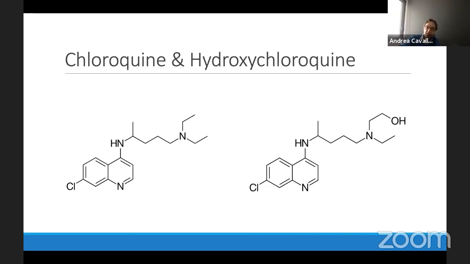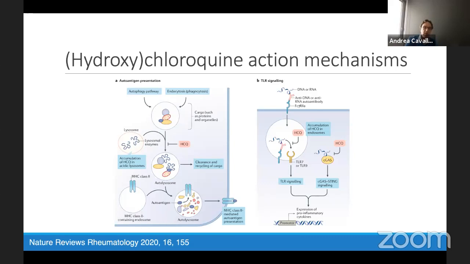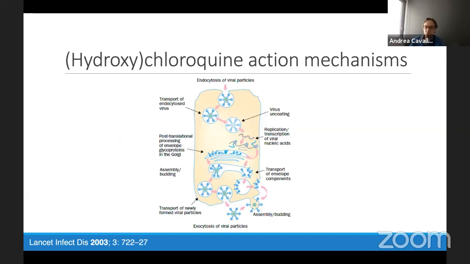Both drugs have an interesting multi-target mechanism of action because they are able to block endocytosis. And blocking endocytosis allows chloroquine and hydroxychloroquine to block the immune response and to work as immunomodulator compounds. Indeed, hydroxychloroquine is mainly utilized in rheumatology, but the same mechanism of action is also able to block the endocytosis of the viral particles.